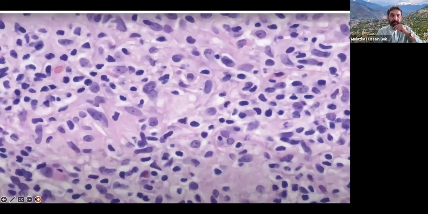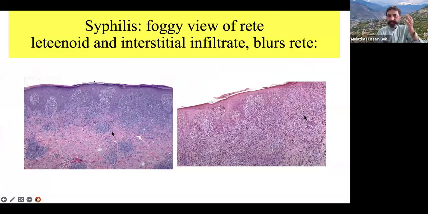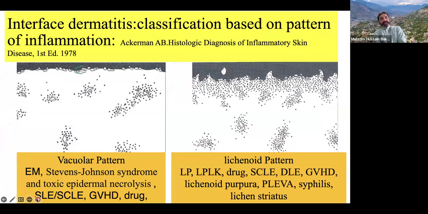So this is a granuloma. You see some giant cells, multinucleated giant cells. Sometimes in porokeratosis you can see it, but take the history. Syphilis: early in the morning I told you, always differentiate plasma cells. At the end, this is the summary.